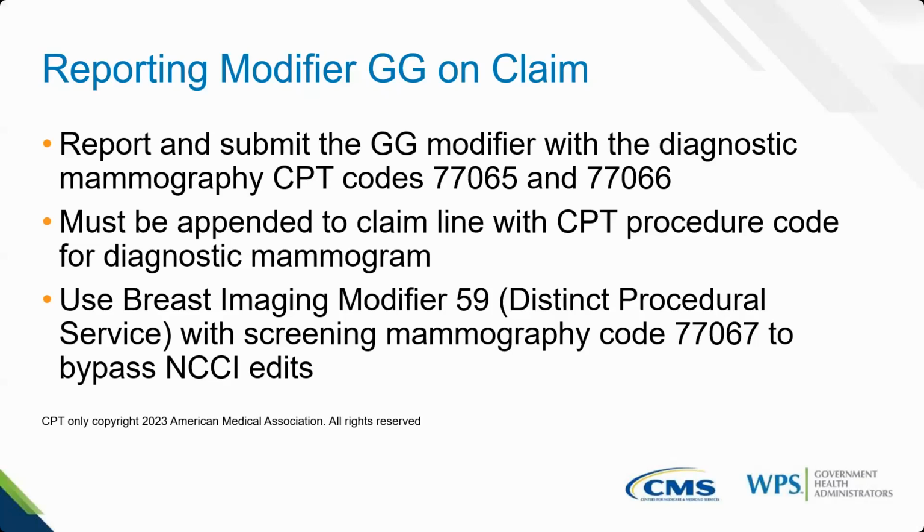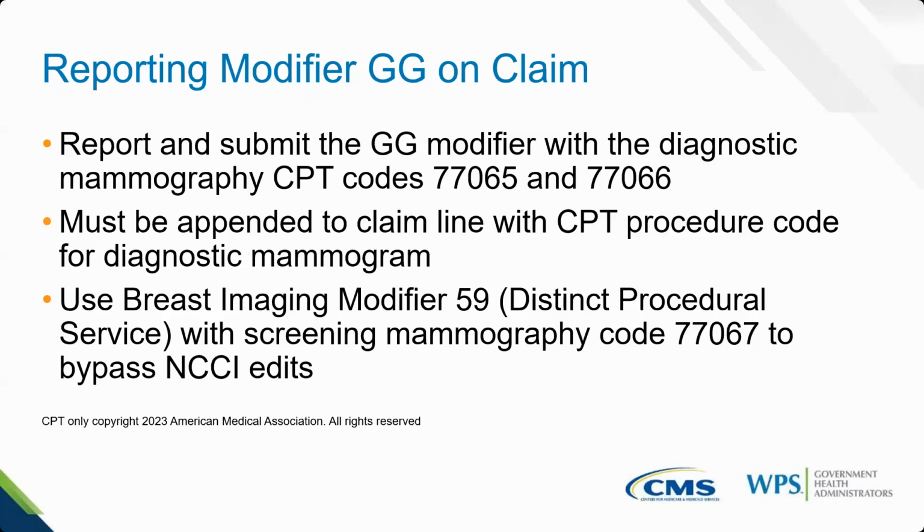The GG modifier must be appended to the claim line with the CPT code, procedure code, for the diagnostic mammogram. However, since modifier GG is not recognized as an NCCI associated modifier and will not override the NCCI edits, providers are advised to also use breast imaging modifier 59, distinct procedural service, with the screening mammography code CPT 77067 to bypass the NCCI edits.